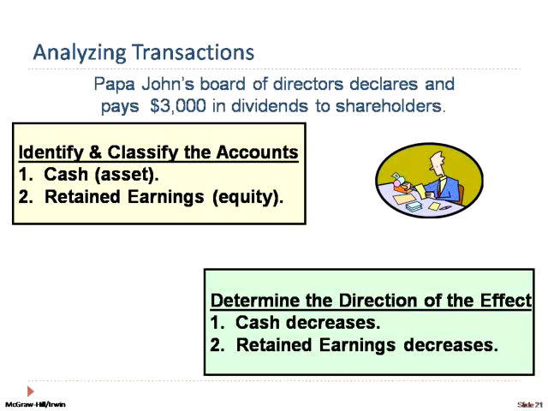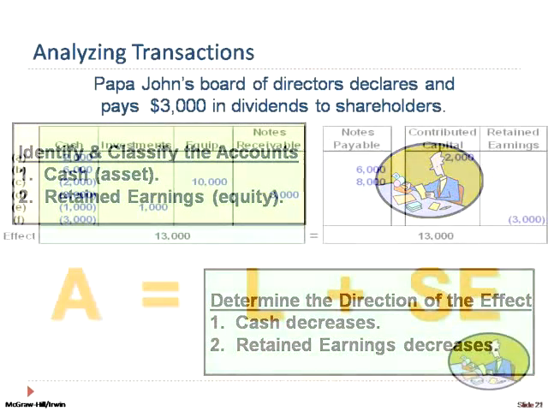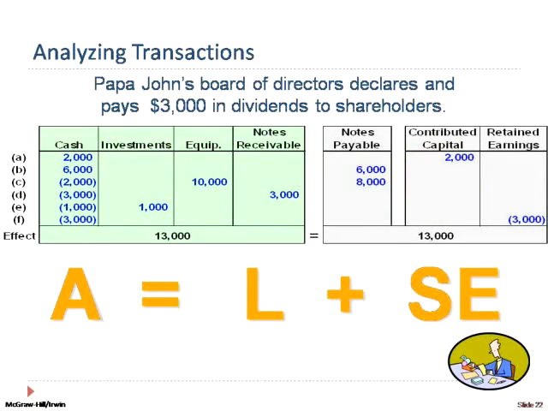Part 2. This transaction causes the cash account, an asset, to decrease, and retained earnings, an equity account, to decrease as well. Now you can see the recording of all of our transactions. On the asset side of the balance sheet, we have cash, investments, equipment, and notes receivable. On the liability side, we have notes payable. Stockholders' equity includes contributed capital and retained earnings.